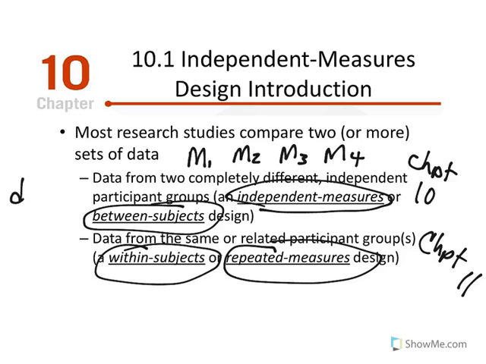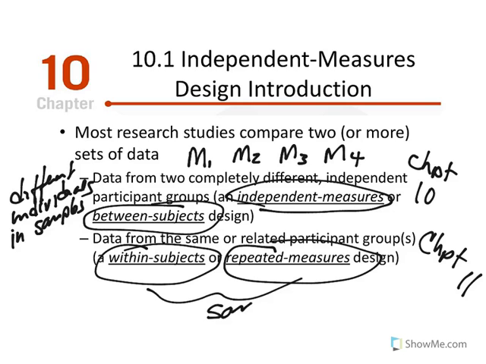So again, here, different individuals in samples. In this process, same individuals in samples. So we recycle them, we expose them to all the different conditions of the independent variable.